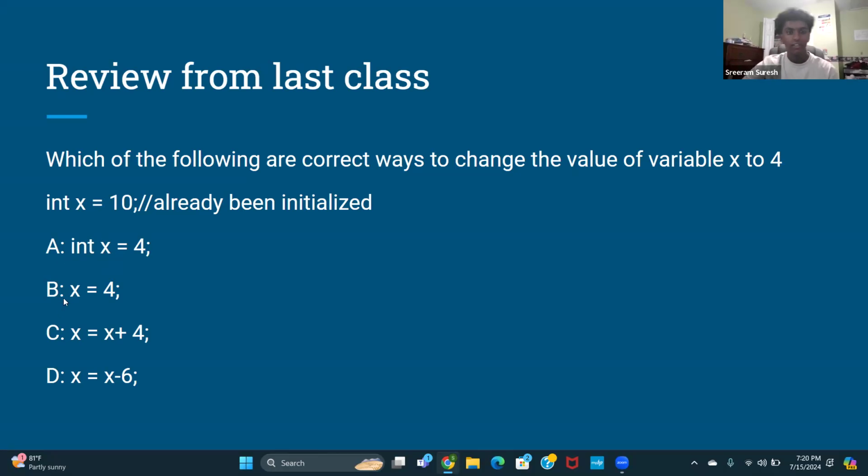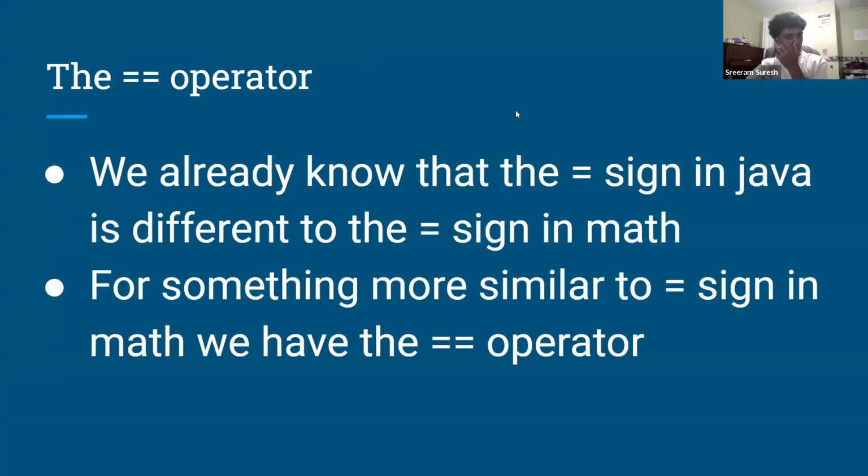B is how we change the value of the variable. We just don't include the int because the computer already knows that x is an int. So we just say x equals 4. That's correct. C is wrong because we're saying x is equal to 10 plus 4, which is 14. That's just not right. D is also right, because we're saying x is equal to 10 minus 6, so x is equal to 4. So the answers are B and D. That's it for the review from last class. Now we're going to go into some new content: the equals, the greater than, the less than.